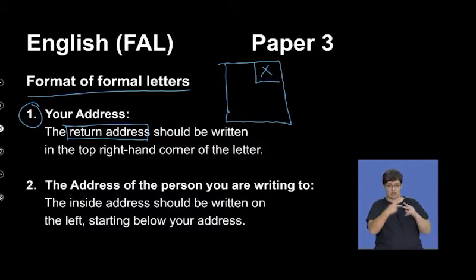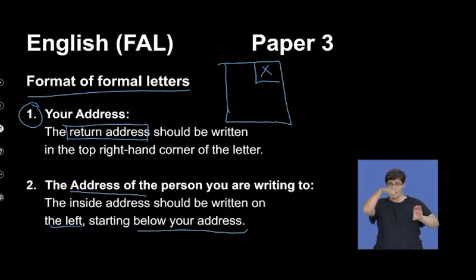Okay. Then the address of the person you are writing to, the inside address, should be written on the left hand side below the address. So, the person you are writing to should go there. Okay. So, that's your second address. Okay. So, this is basically how your formal letters should include two addresses.